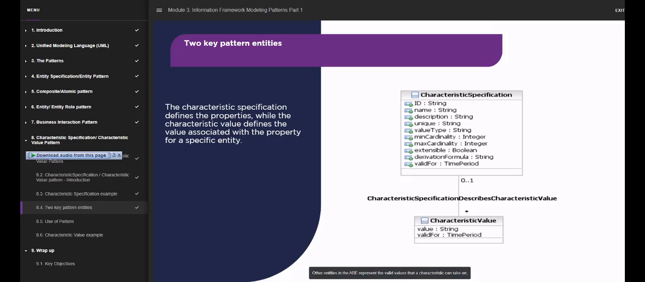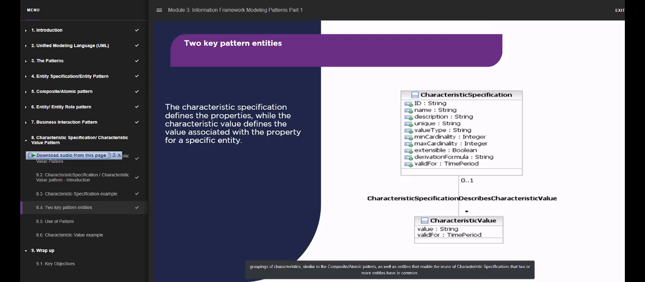Other entities in the ABE represent the valid values that a characteristic can take on, groupings of characteristics similar to the composite atomic pattern, as well as entities that enable the reuse of characteristic specifications that two or more entities have in common. For example, the bandwidth associated with an offering and the bandwidth associated with a resource, or the colour of various smartphones and various wireless routers.